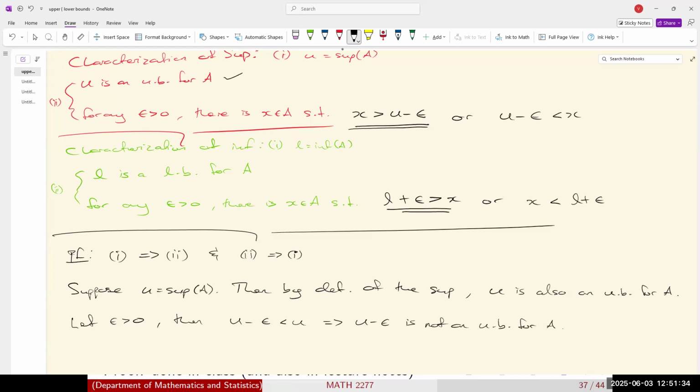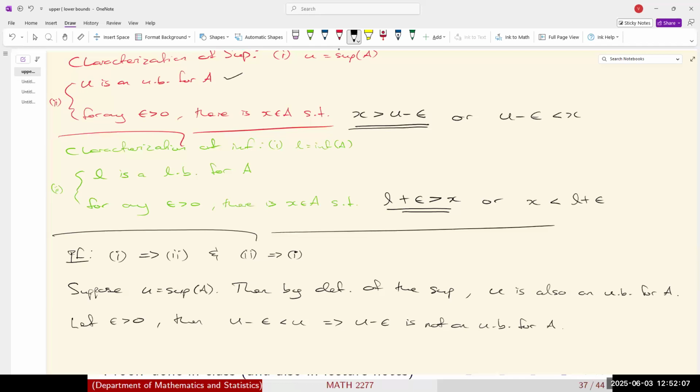Why is U minus epsilon not an upper bound for A? Because U minus epsilon is smaller than U. U is the smallest upper bound. U is the supremum, so you are the least or smallest upper bound. So U minus epsilon cannot be an upper bound then. Otherwise, that would have been the supremum. Right? So U minus epsilon is not an upper bound for A.